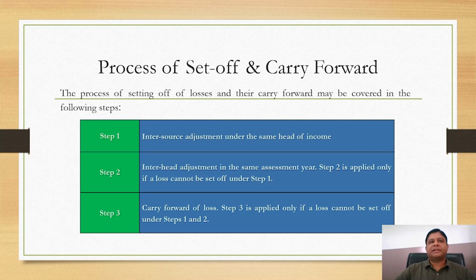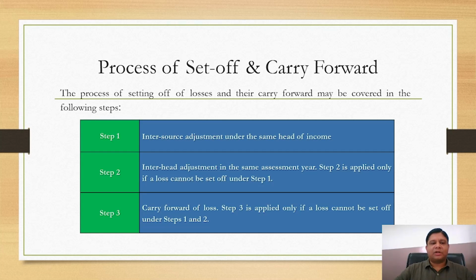Another exception, loss from a source, income of which is exempt under section 10, cannot be set off against any income. Next exception, no loss can be set off against winnings from lotteries, crossword puzzles, races, card games, gambling, or betting. Therefore, we can set off the inter-source adjustments under the same head of income.